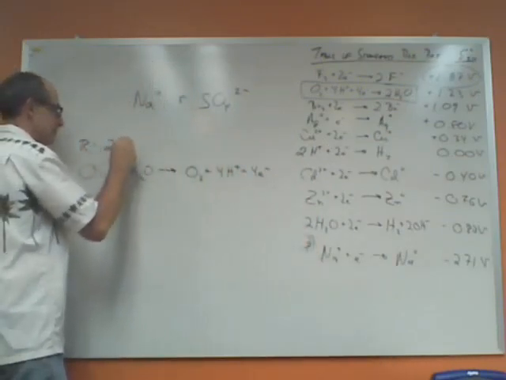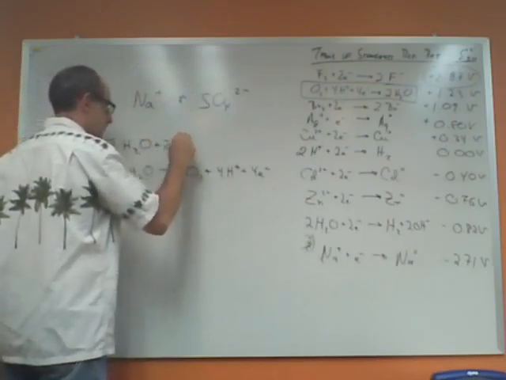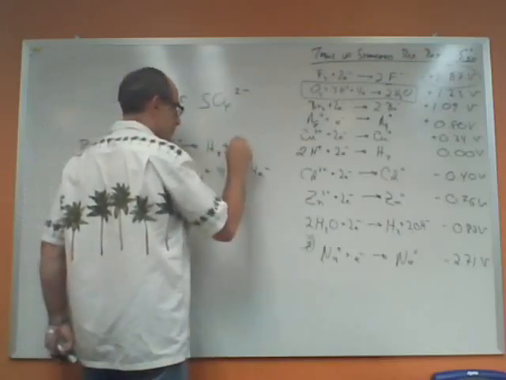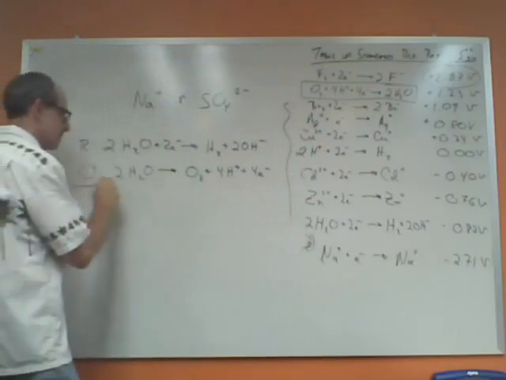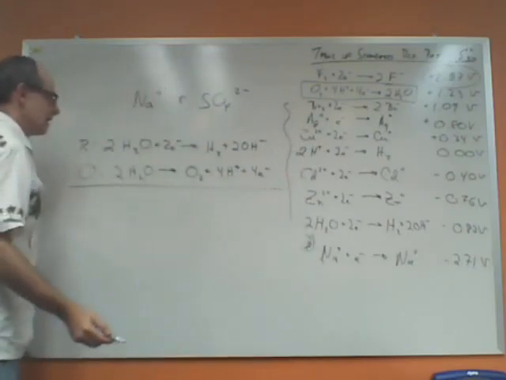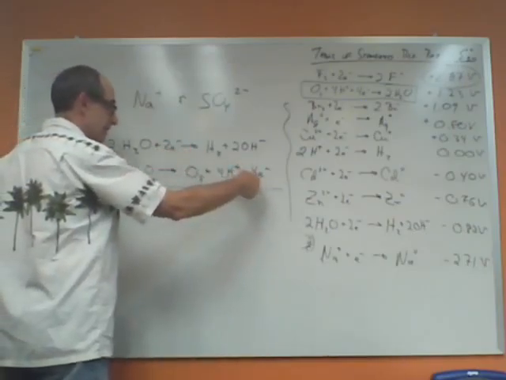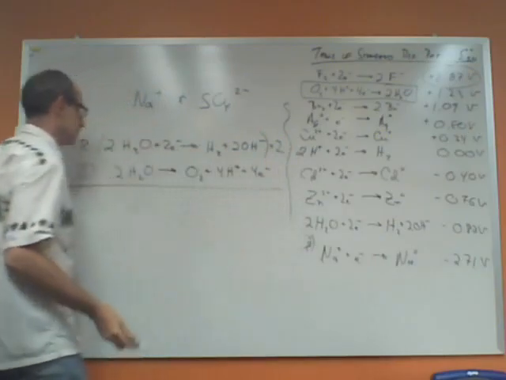And this time I'll get my 2H2O plus 2 electrons going to H2 plus 2OH minus. And now I need to combine both of those; they need to balance electrons. So 2 electrons there and 4 electrons there. I will multiply the top equation, half reaction, by 2.